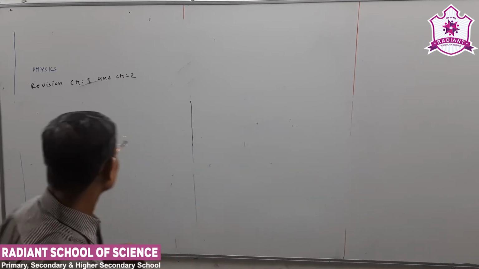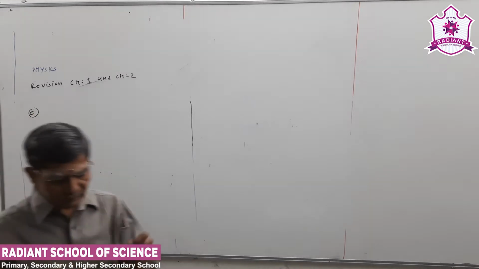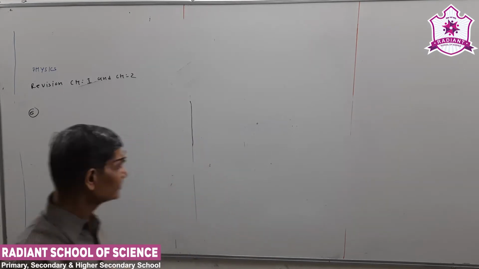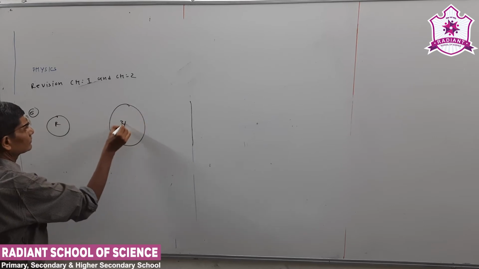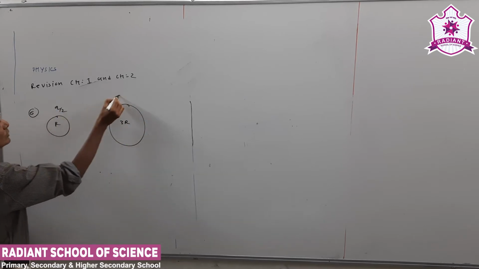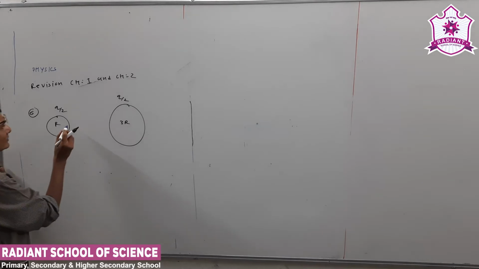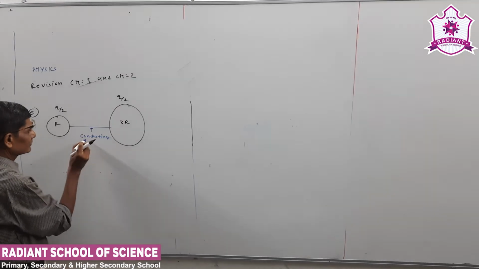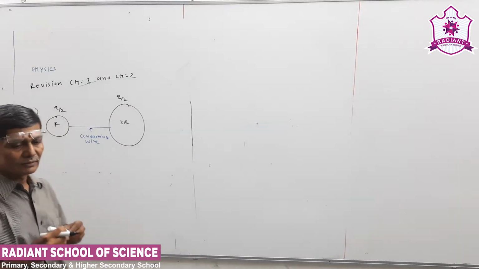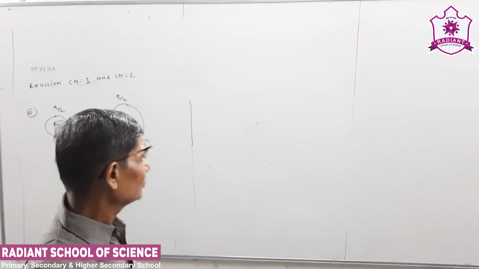Now, next question. A sphere of radius r and 3r contains charge q by 2 and q by 2. Now they are connected by a conducting wire. We have to calculate the charge on each sphere.